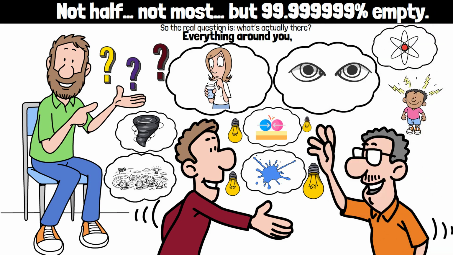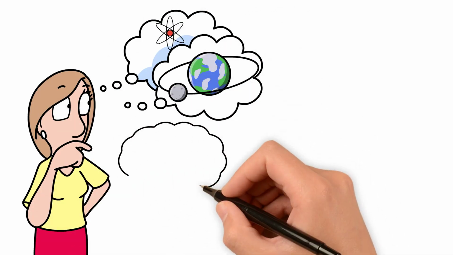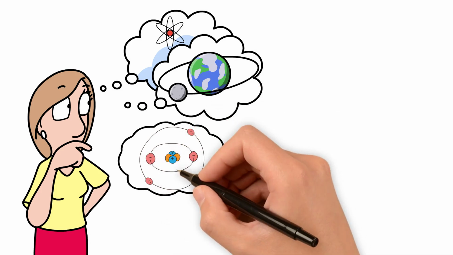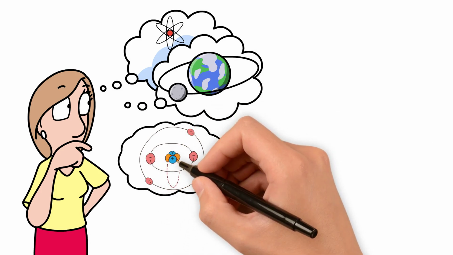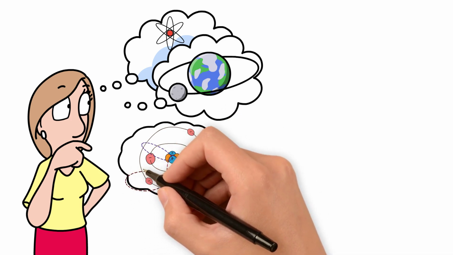Now, let's go a little deeper. Imagine an atom like a tiny solar system. At the center sits a dense nucleus packed with protons carrying a positive charge and neutrons with no charge at all. Orbiting around them are fast, lightweight electrons, constantly in motion.